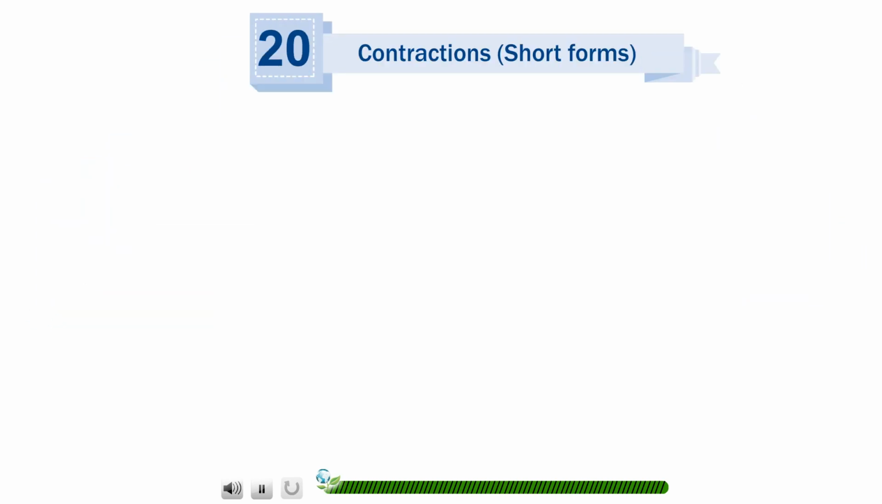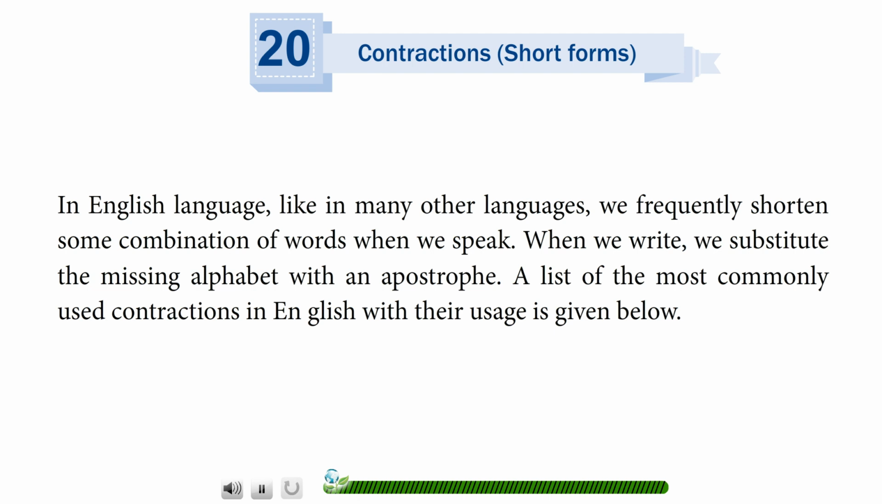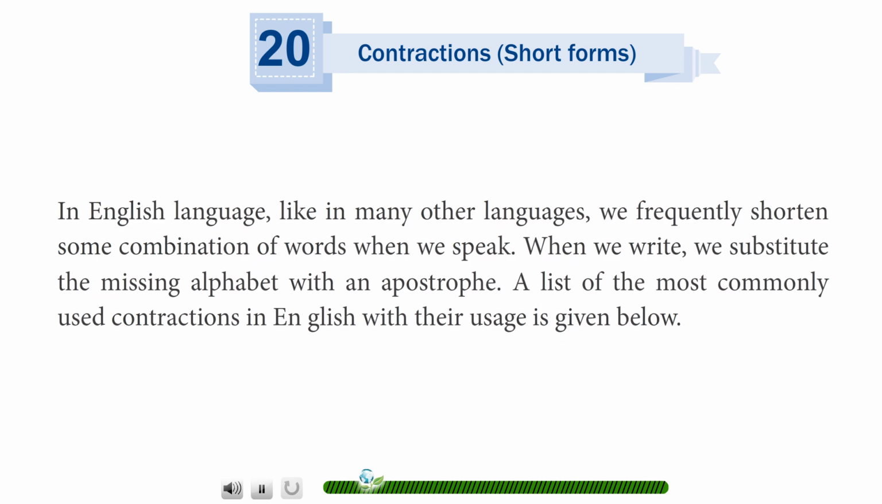Chapter 20: Contractions, Short Forms. In the English language, like in many other languages, we frequently shorten some combinations of words when we speak. When we write, we substitute the missing alphabet with an apostrophe. A list of the most commonly used contractions in English with their usage is given below.